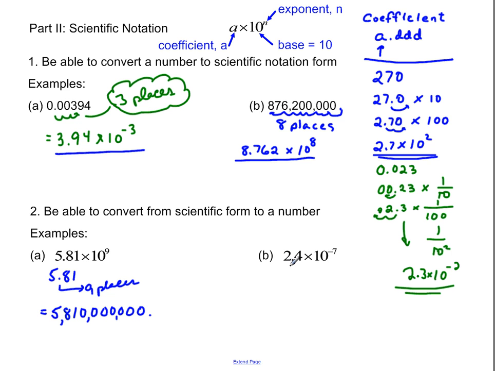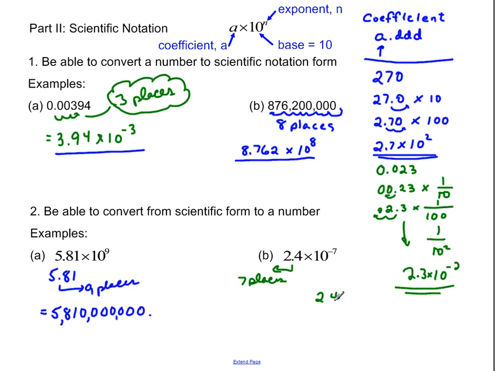How about this guy right here? We got 2.4 times 10 to the negative 7th. Well, in this case, where we had the decimal form and we moved the decimal to the right and got our negative exponent, this time we want to move the decimal to the left. This time 7 places. Right? So that's going to be like 10 to the negative 7th, 1 over 10 to the 7th, whatever that is.